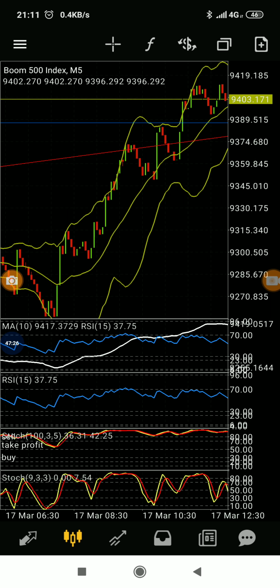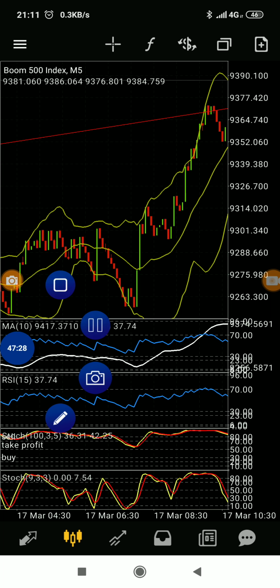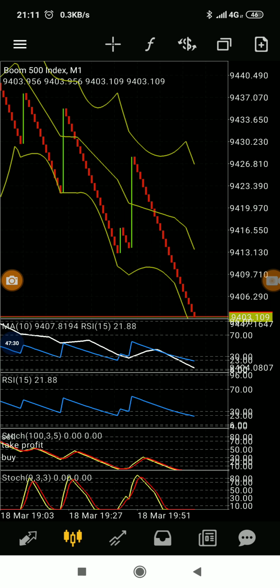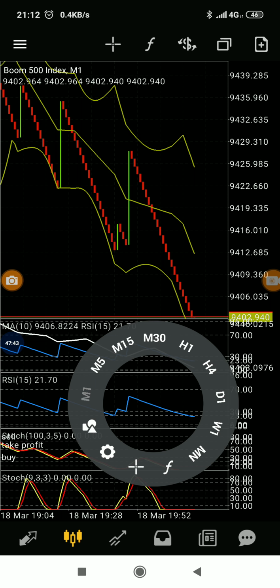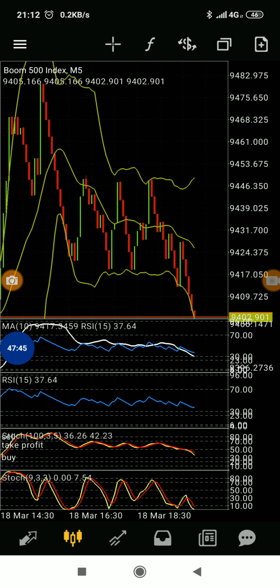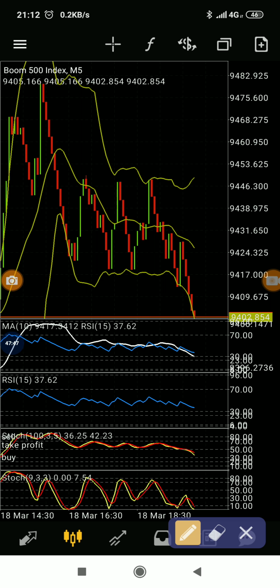Just be watching your 1 minute. And in crash, the moment your RSI moves across 70, then you switch to 5 minutes. Once you have gotten to 70, you sell, but don't sell crash once the bar is trending.